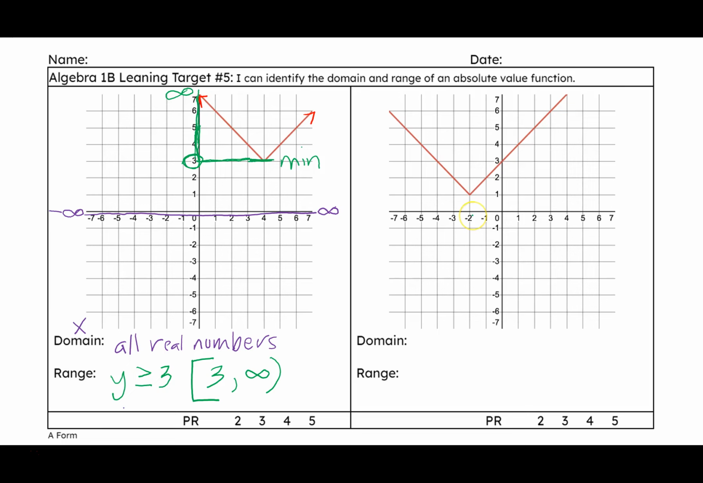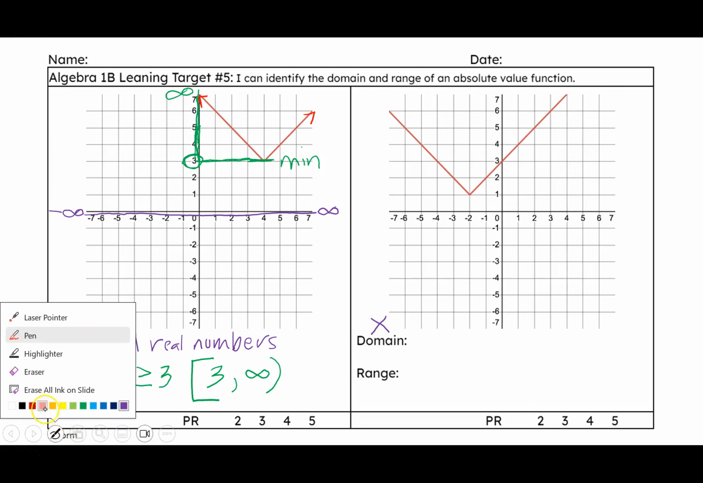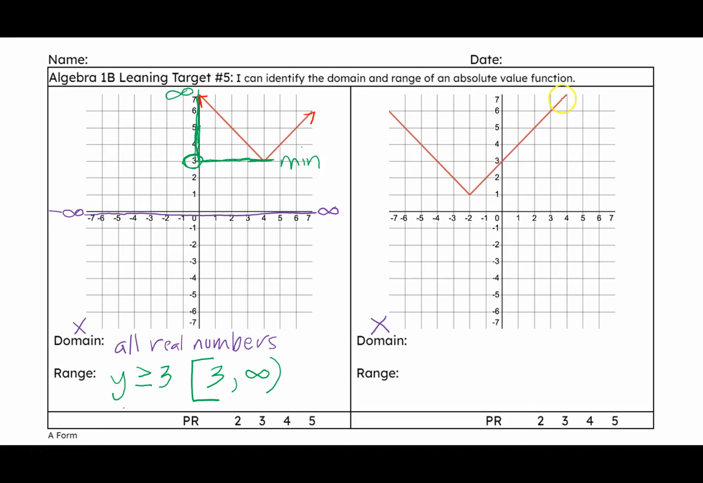Let's try it for this function right over here. Let's start with our x values for domain. And again, don't forget that although it doesn't really show it, for absolute value functions, they do extend forever way off the small snippet that this graph shows.